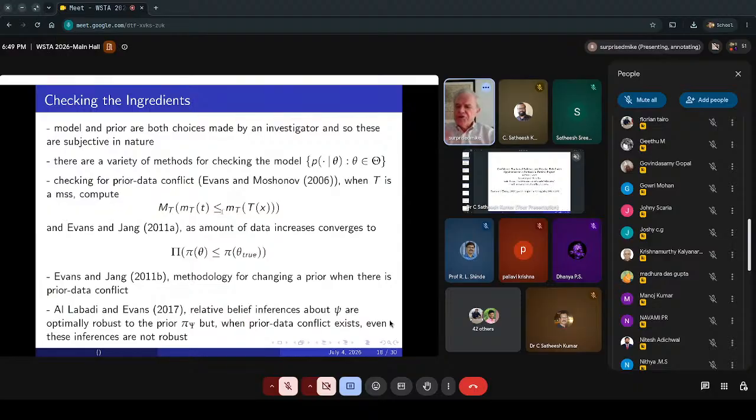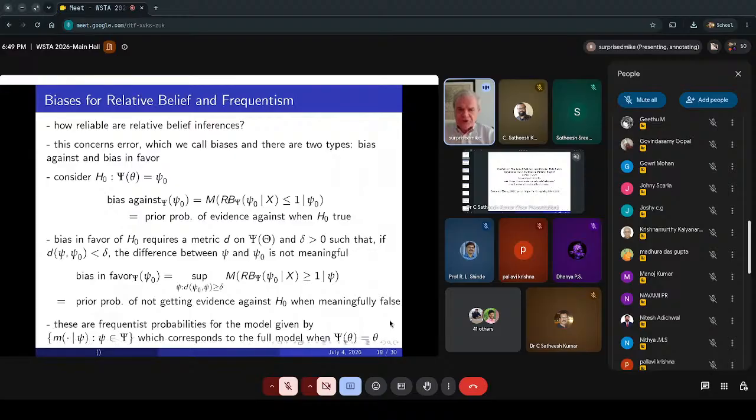So these ingredients that I propose, the model and the prior, these are subjective. They're both choices made by an analyst. We know how to check models. Perhaps not so well known is that we can also check priors. I had a number of papers on that. There's a way to check the priors. But we'll skip over that because it's not exactly germane to what I'm going to talk about here. These biases are. The natural question to ask about Bayesian inferences is about their reliability.